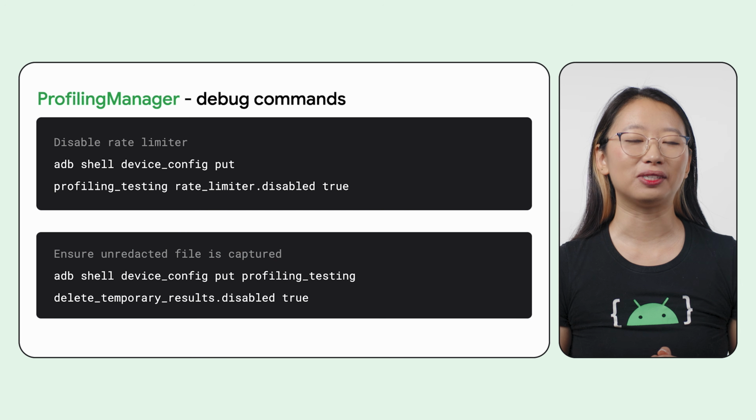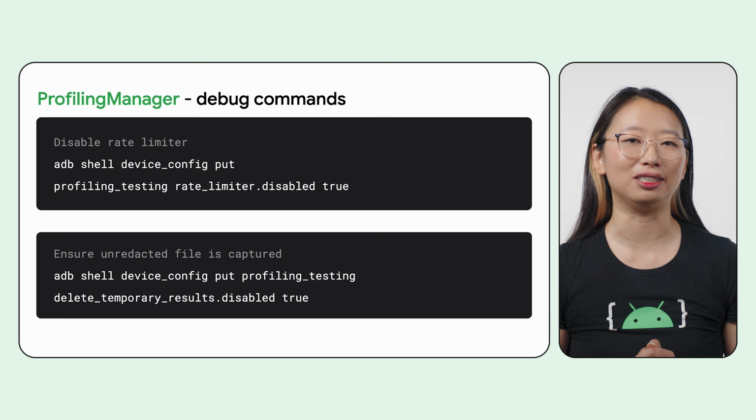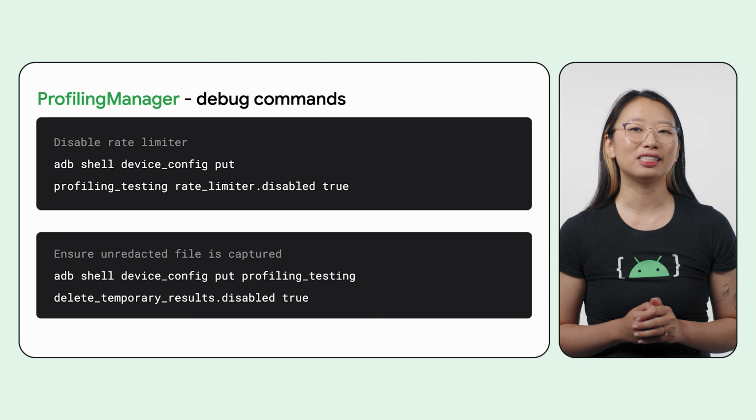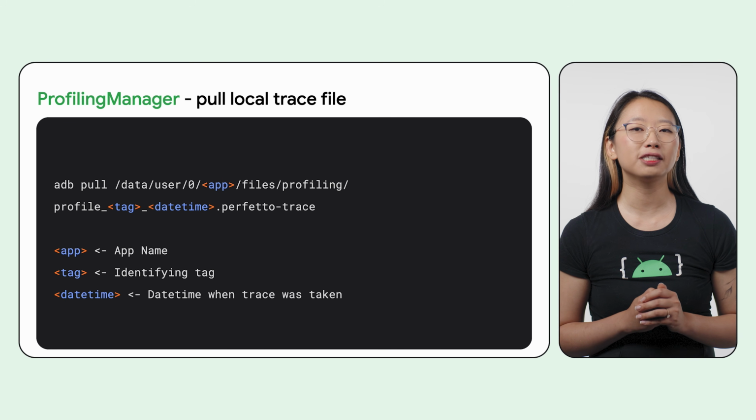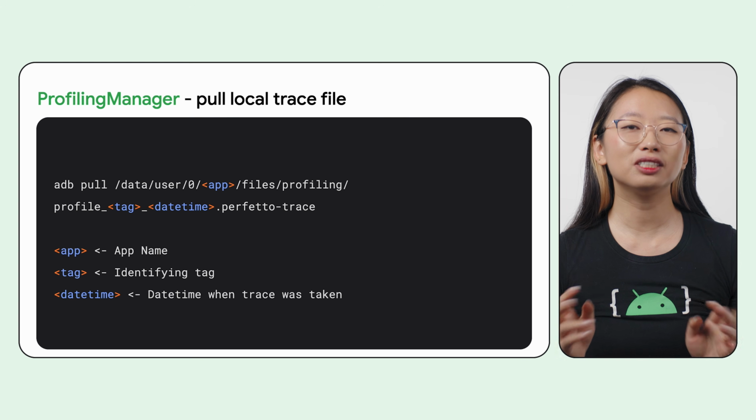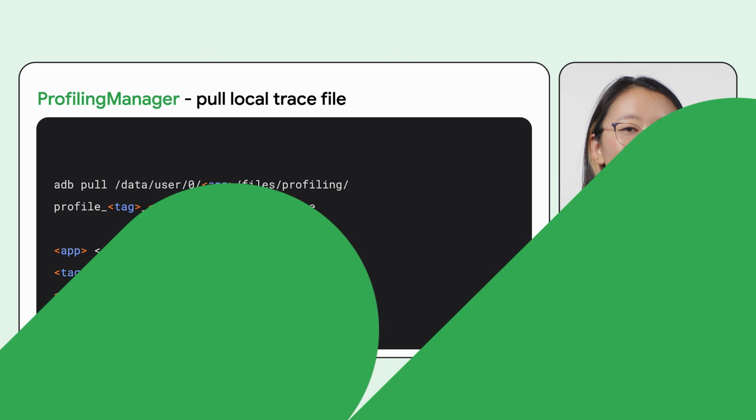When you're locally using ProfilingManager, it may come in handy to use these debug ADB commands. One command to disable the rate limiter and collect every profile, and another command to enable unredacted files containing system information. The profile will be stored in your app's files directory. When you're debugging locally, you can choose to pull this trace using the ADB command.